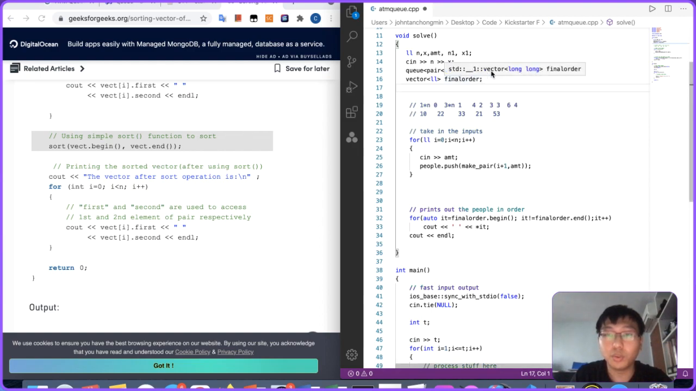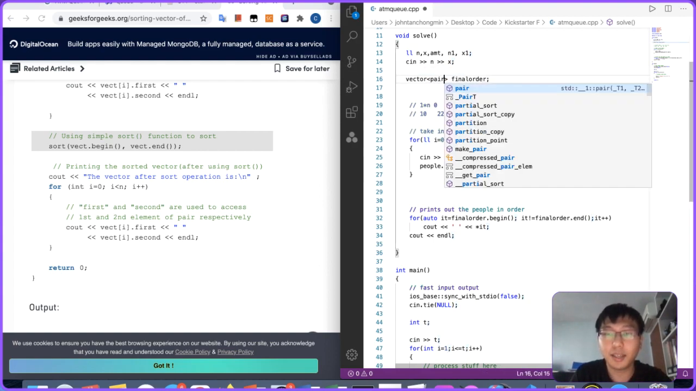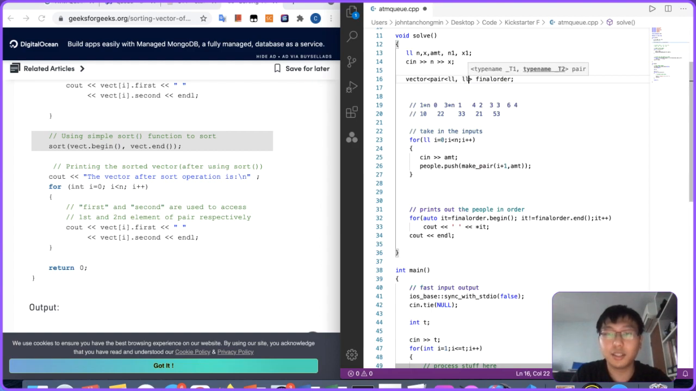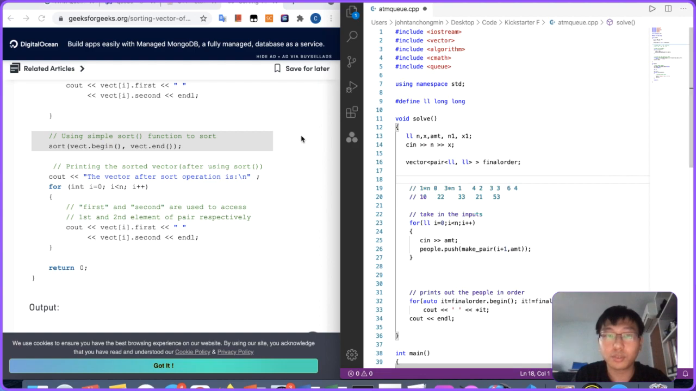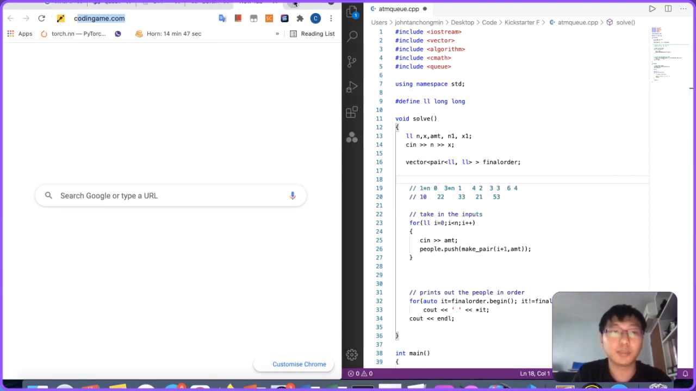So we just need one vector. The vector will consist of a pair with an index and an output. So it's a pair of long. Okay, so push_back, make_pair. Okay, so I want the ceiling function in C++.